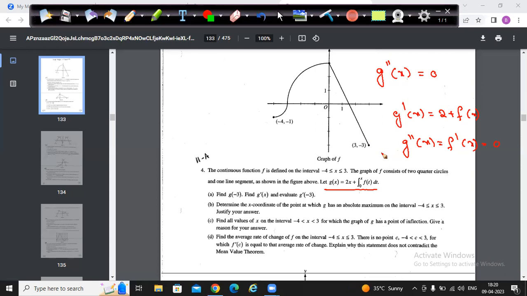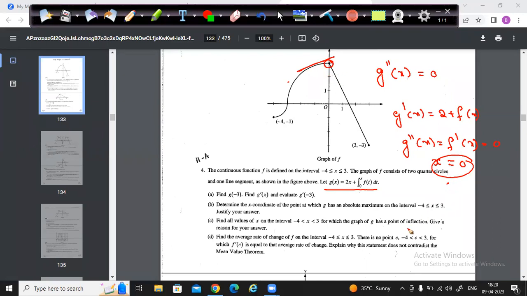So x is equal to 0 is my answer. Why? Because f'(x) is positive to the left of 0 and f'(x) is negative to the right of 0. So definitely the curve will change its behavior when x is equal to 0.